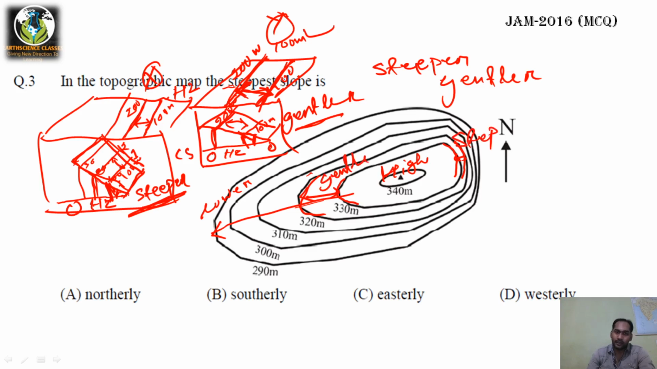So it is asked which is the steepest side. Northerly is wrong, southerly is wrong. This is north, here it is marked, it is south, it is east and west. So it is easterly steeper, right? The steeper side is towards the east and the west is gentle.